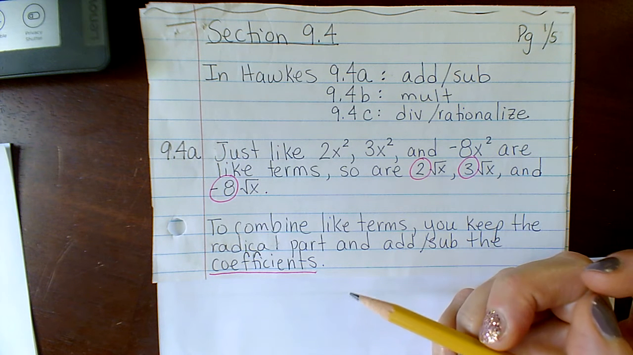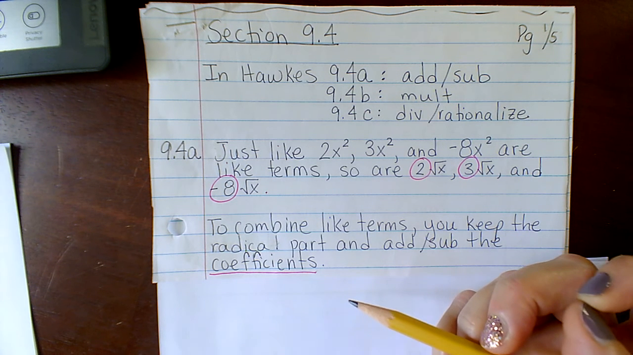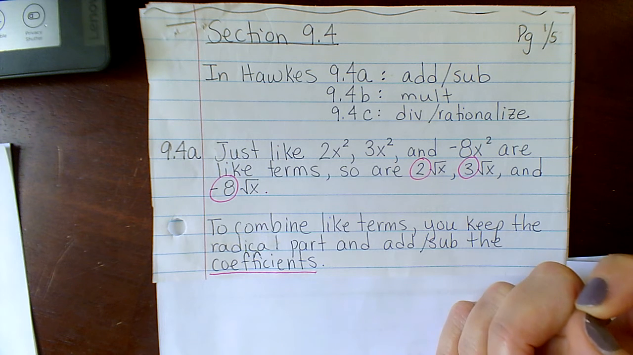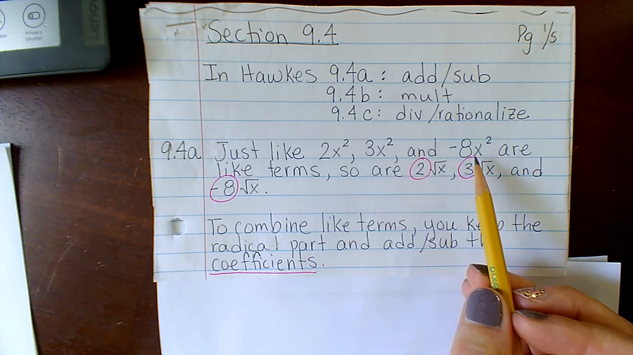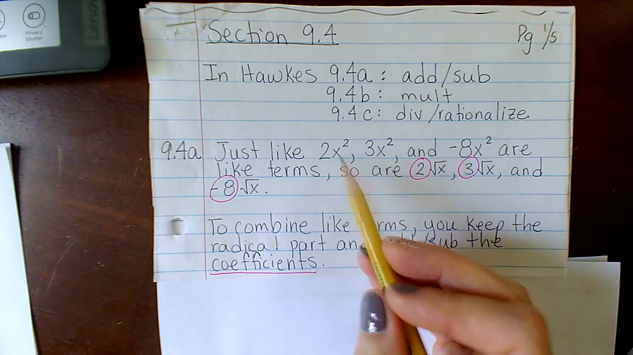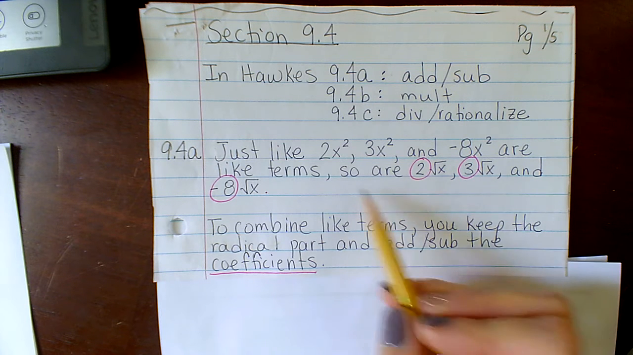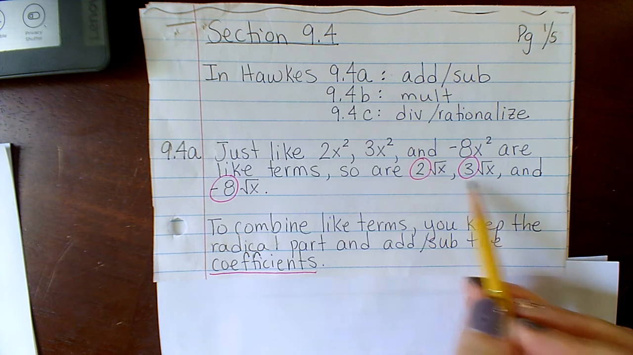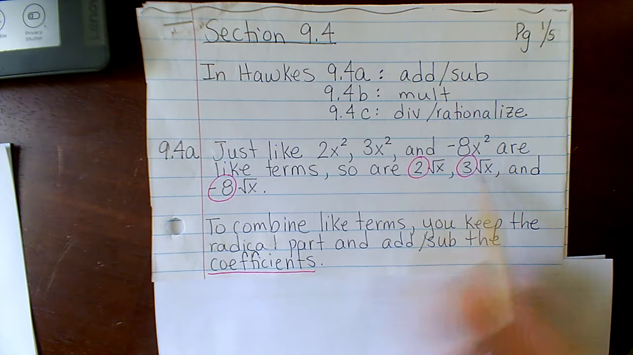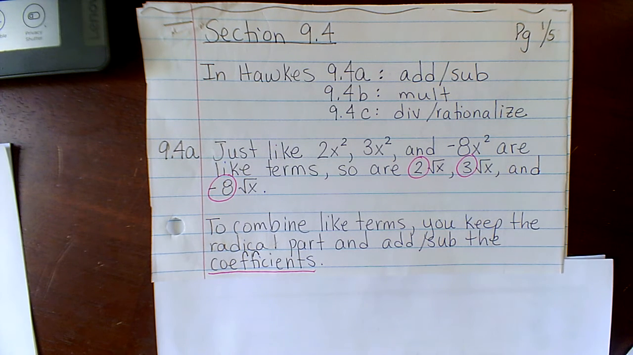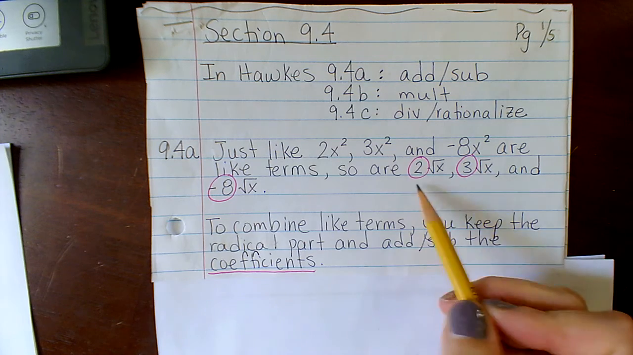So this first video is going to be for 9.4a, the addition and subtraction of these radical expressions. Just like 2x squared, 3x squared, negative 8x squared are like terms because they have the same variable part, the terms 2 square root of x, 3 square root of x, and negative 8 square root of x are also like terms. They also have the same variable part. Now remember, to combine like terms, you keep that variable part, in this case that radical component, and you combine the coefficients by addition or subtraction.